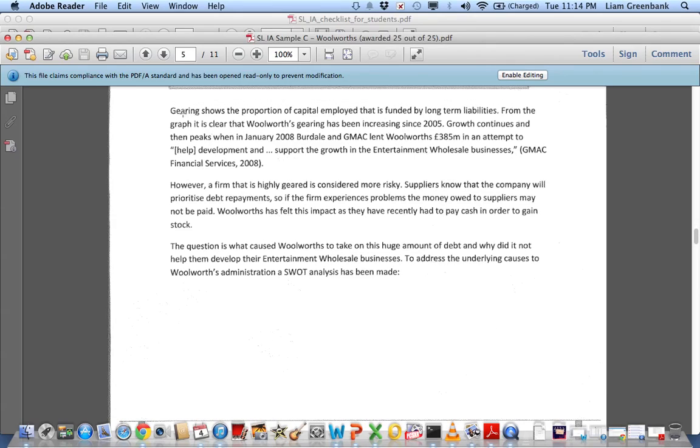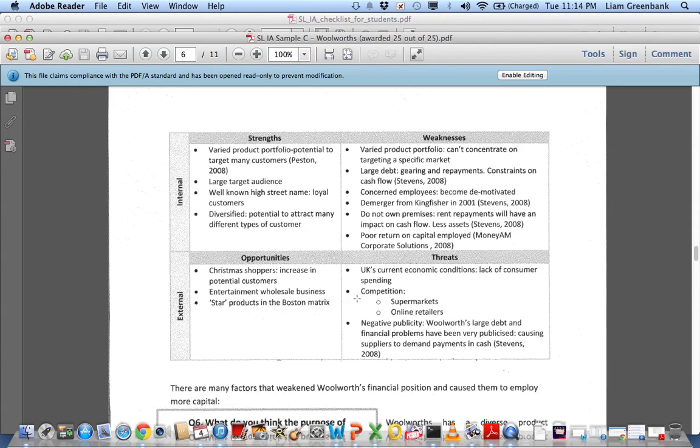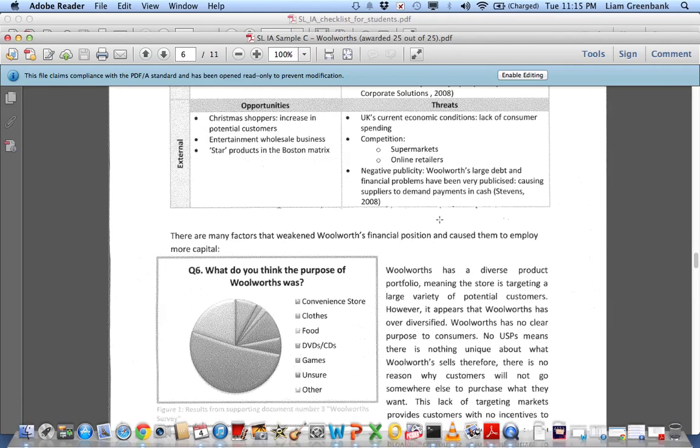Just like here in this example, they use the ratios to help them look at what has happened to the company. They use the SWOT analysis in a relevant manner, in the sense that almost every point they have made in the SWOT analysis is backed up by research. So they got this from research. It's not just their own opinion. So it's been very skillfully applied. Every point makes close sense to the particular company, Woolworths.